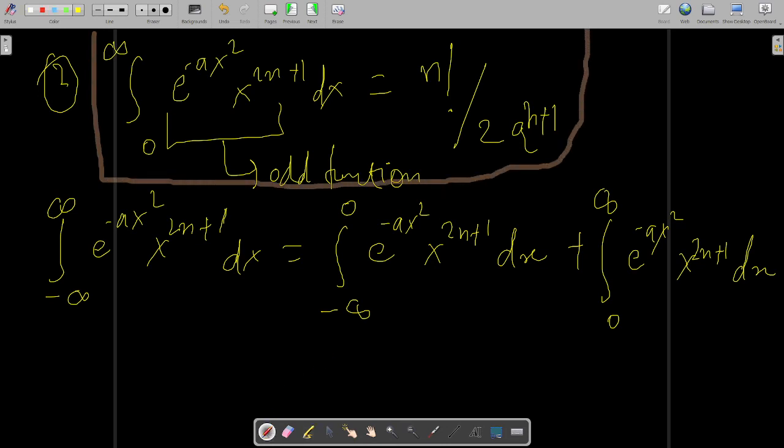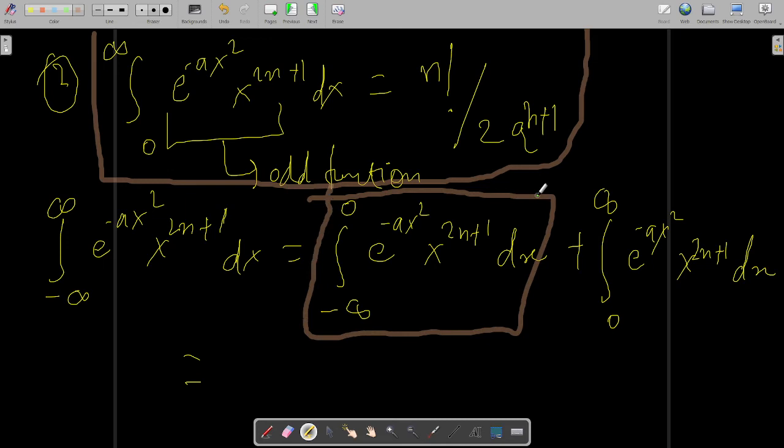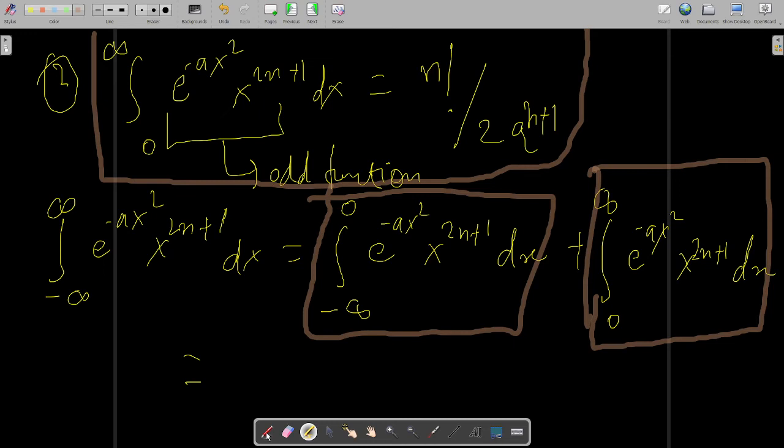But from the property of odd functions which you have learnt in your lower classes, this term and this term are negative, meaning additive inverse of each other. Additive inverse means it will be minus of the integral from 0 to infinity of e to the power minus a x square dx, they are additive inverse of each other.